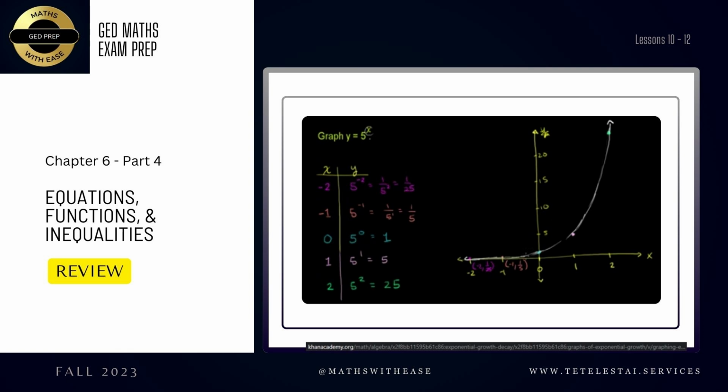So 100 raised to the power of 1 is 100. 1,000 raised to the power of 1 is 1,000. 1,000 raised to the power of 0 is 1. 100 raised to the power of 0 is 1. These are two rules for you to memorize and keep in mind, that any number raised to the power of 0 will always be 1, and any number raised to the power of 1 will always be itself.